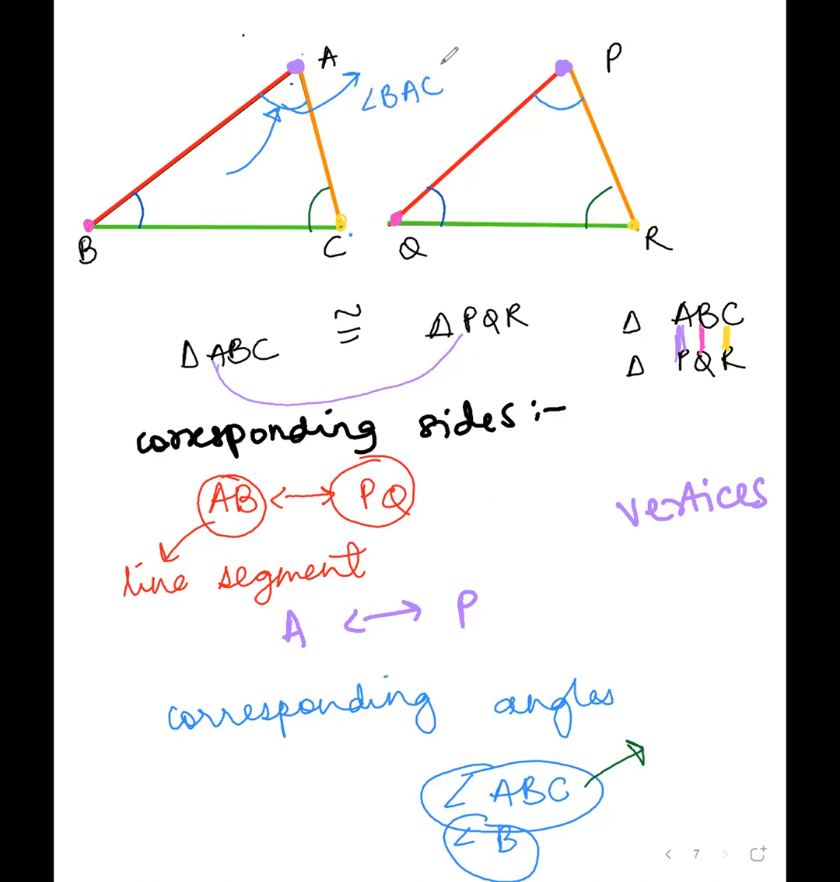But I don't understand how it's BAC. Angle BAC can also be written as angle A. You didn't understand how it's BAC? Okay, that's what I was telling you. Let's see it again. Why are we saying BAC? Because this is the way of naming.